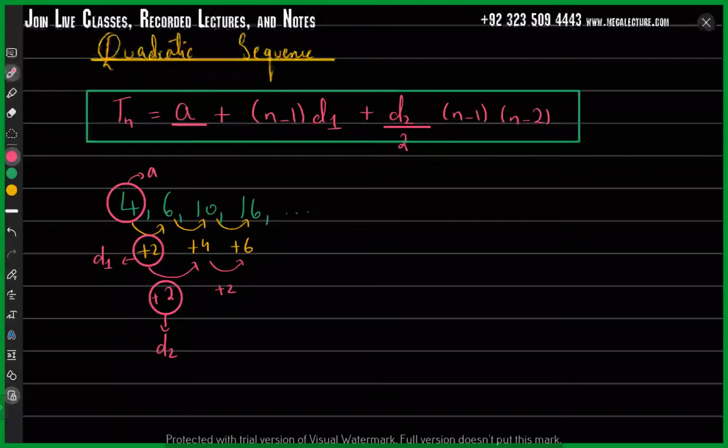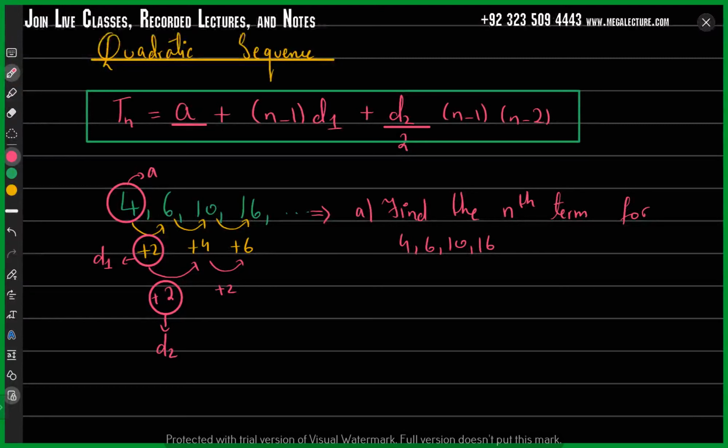Now, let's do this question and then things would get better, okay? So first part of the question says, find the nth term for 4, 6, 10, 16. Now you have been asked to find the nth term and you were able to see that 4, 6, 10, 16 is not an arithmetic sequence. It is a quadratic sequence.